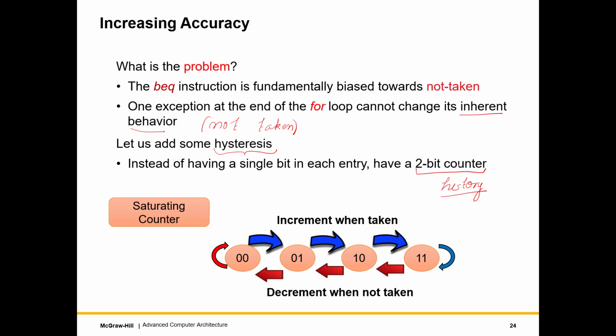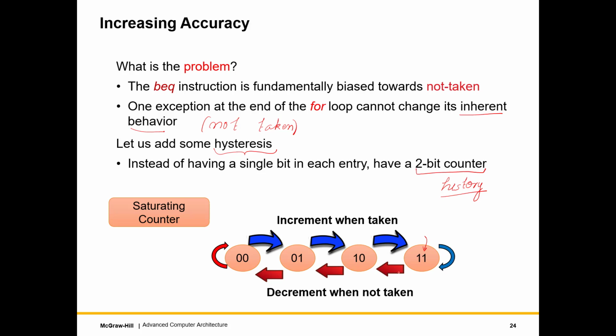So let us add what is called a saturating counter. A saturating counter is a 2-bit counter, where if a branch is taken, we keep on incrementing it. The reason it is called saturating is because when it reaches its maximum value, which is 1, 1, at that point of time, it does not increase anymore. It is not incremented anymore, and the value remains over there.